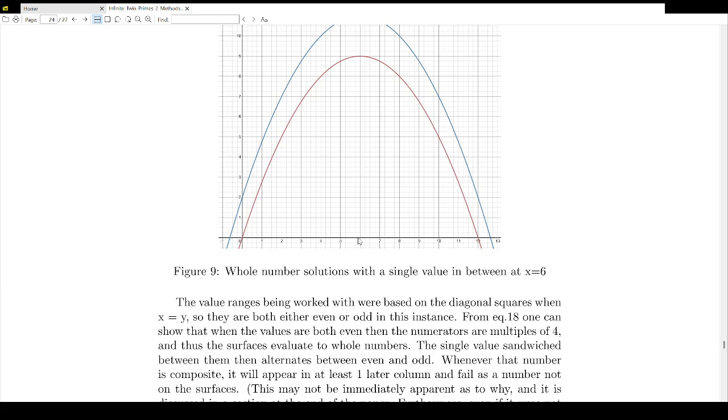Okay, great. The value ranges being worked with were based on the diagonal squares when x equals y. That is what we were using for this trailing rule. So they're both either, what am I saying here? So they're both either even or odd in this instance.